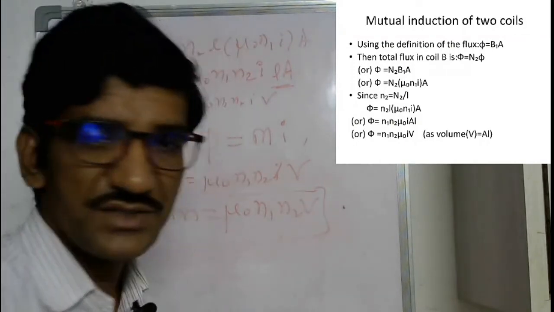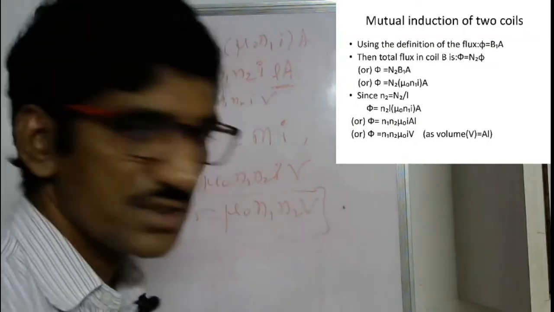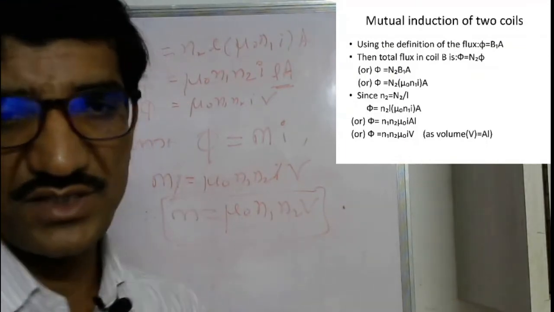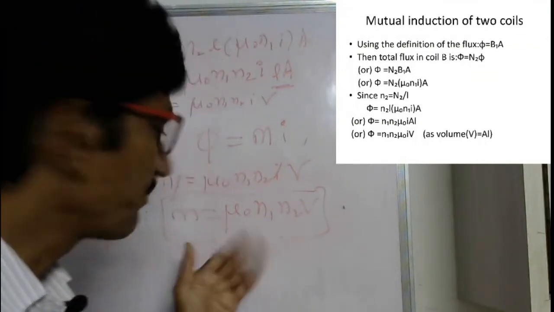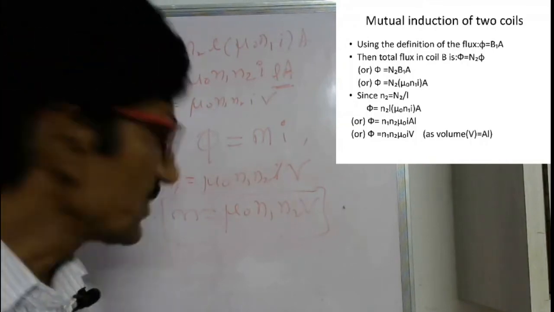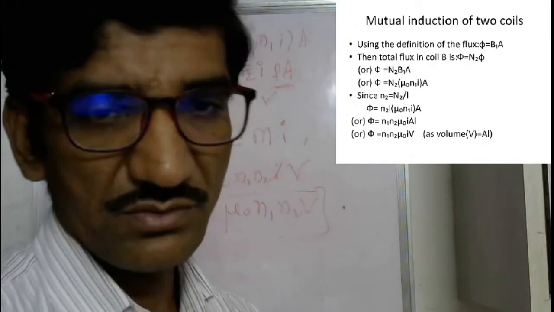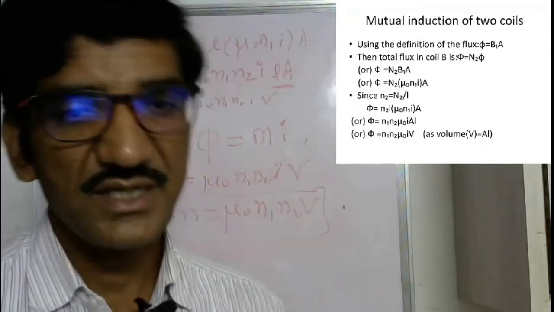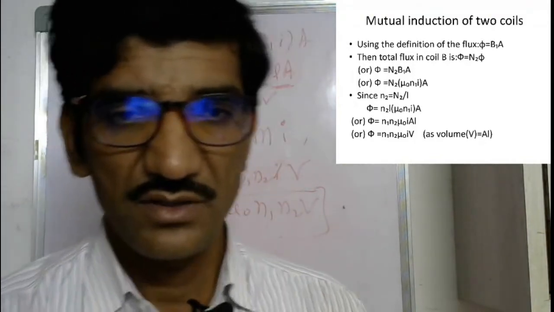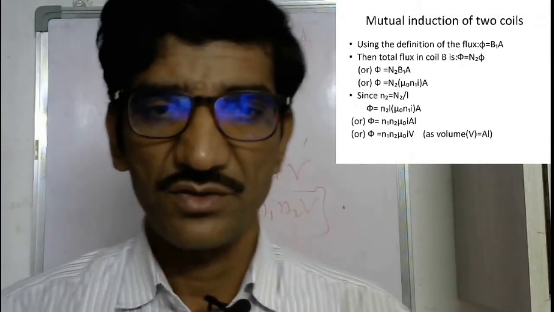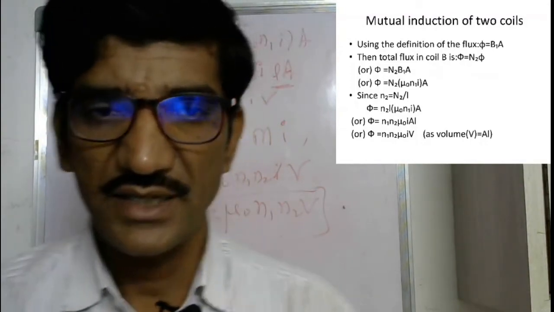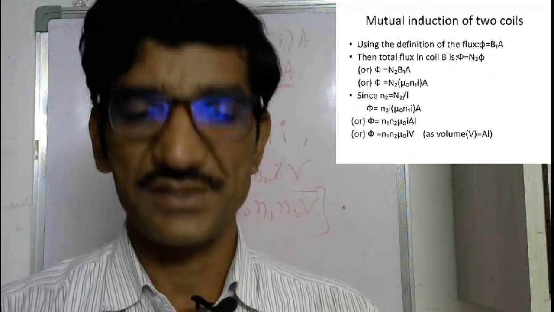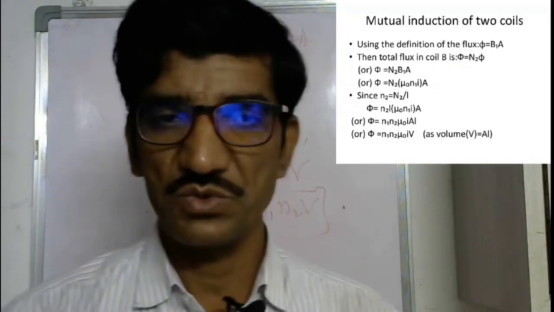Apart from that, you will see here the mu naught also. That means the medium where you are placing these two coils. What is the core material? Here we considered free space, that's why we have mu naught. So it depends on the medium also, or the core material also, but not on the current. You may change any magnitude of current, you may introduce any change in the current in any one of the two coils, but it does not influence the mutual induction between those two coils.